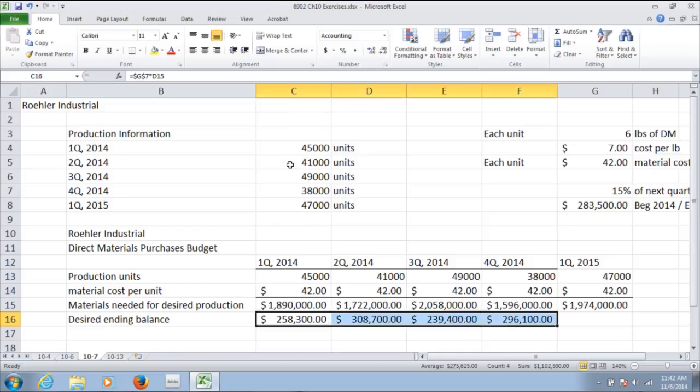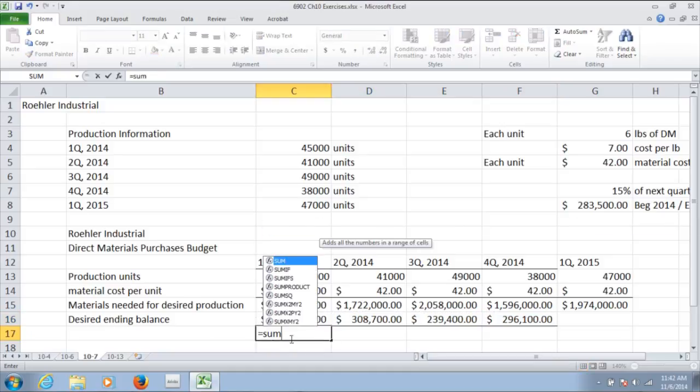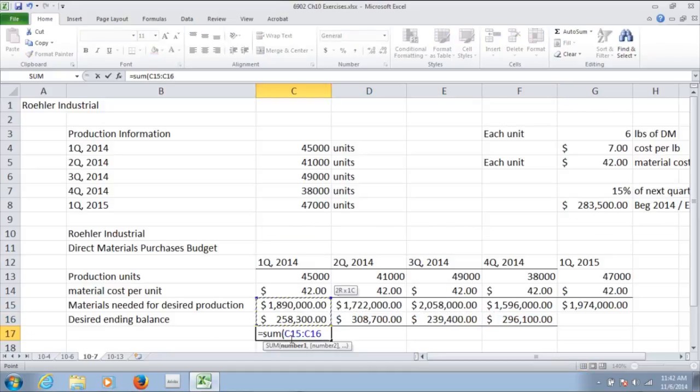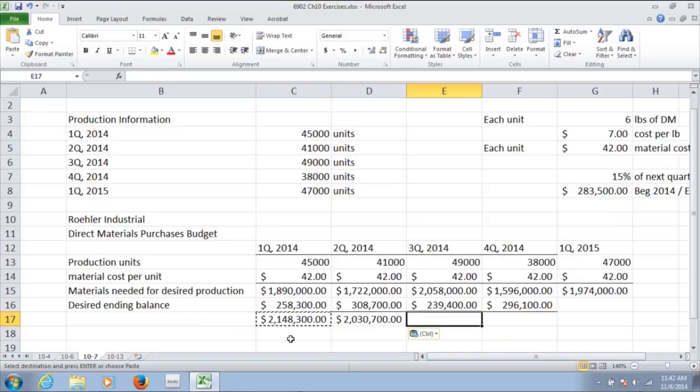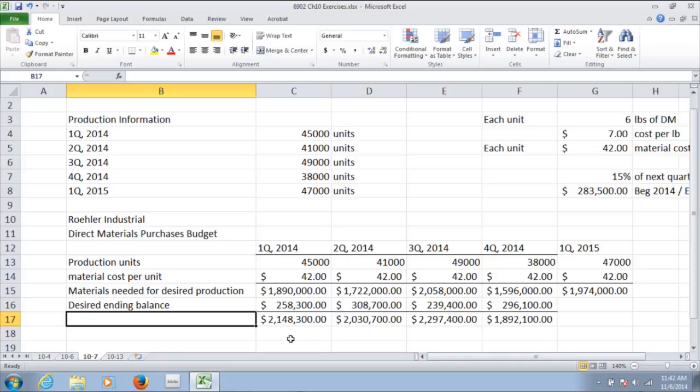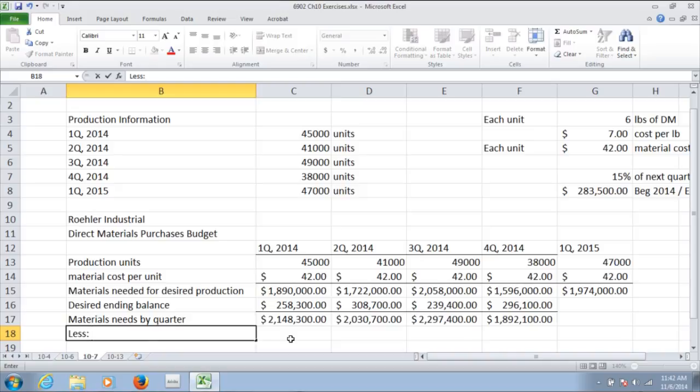So now, as we've done in the production budget earlier, we'll sum these to make use of what we have on hand, so to speak. So we have our materials needs for each quarter, or by quarter. But now what we have is what was on hand less our beginning inventory number.